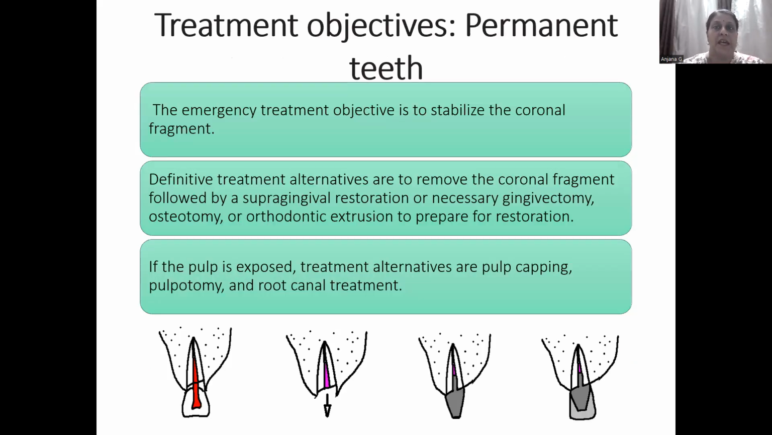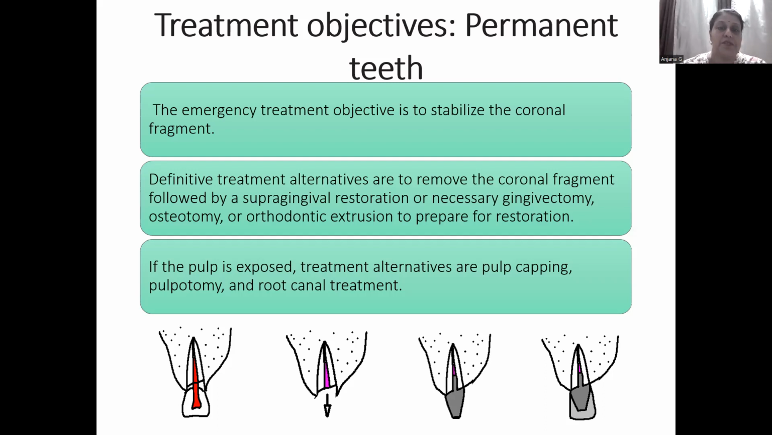Treatment objectives. The emergency treatment objective is to stabilize the coronal fragment. That is, if there is a root fracture, immediately you have to stabilize the coronal fragment and make sure that the root heals. The definitive treatment alternatives are to remove the coronal fragment, if the root fracture has occurred comparatively more close to the gingival area or more towards the cervix of the tooth, then it is better to remove the coronal fragment, followed by a supragingival restoration or, if necessary, gingivectomy to increase the crown length, osteotomy, or orthodontic extrusion to prepare for restoration.